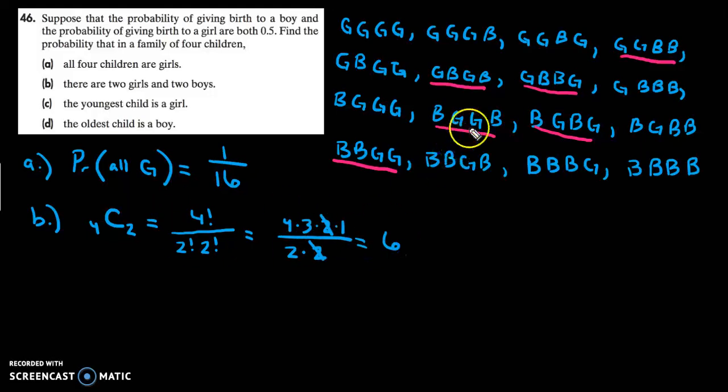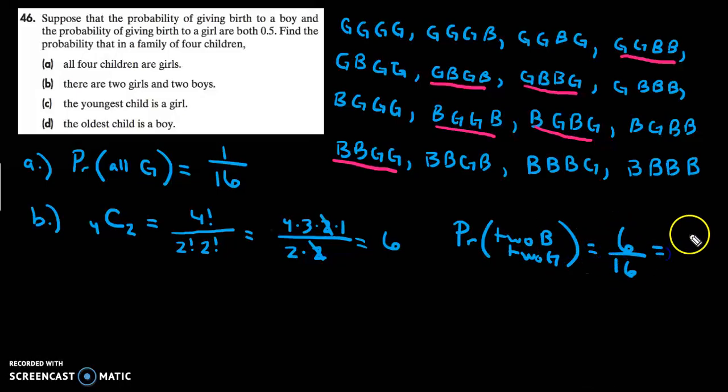And so there's another way to get it: how many different ways can I arrange 2 things in 4 spots? There's 6 ways to arrange that. So same as counting them up here, I can see the probability of 2 boys and 2 girls is 6 over 16. And then if I can reduce that, I want to. So 3/8 is that probability.